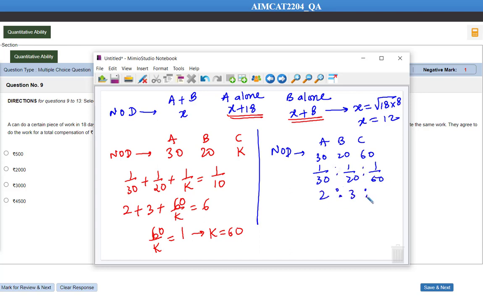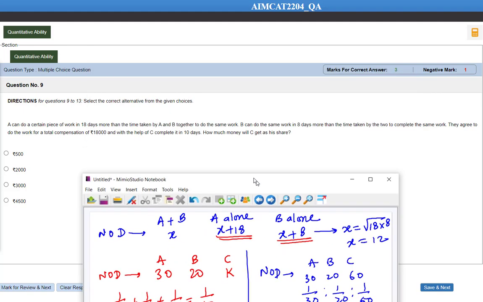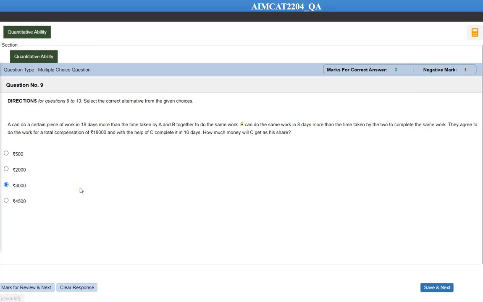So the amount we are going to divide is in the ratio 2 is to 3 is to 1. In total we are going to divide 18,000. So how much will C get? C will get 1 upon 6 into 18,000, that is equal to 3,000 rupees. Okay everyone, C will get a total of 3,000 rupees.